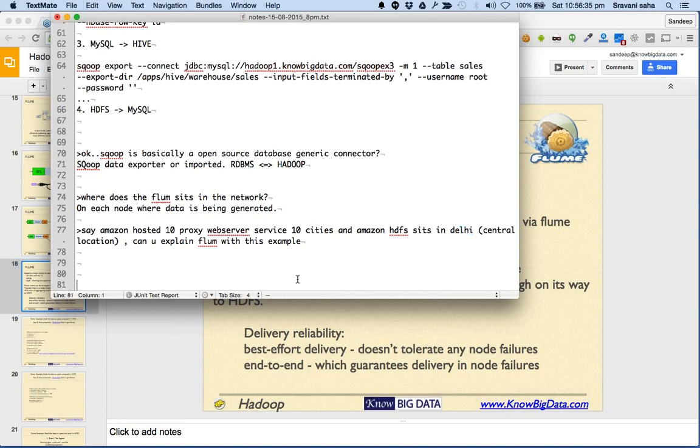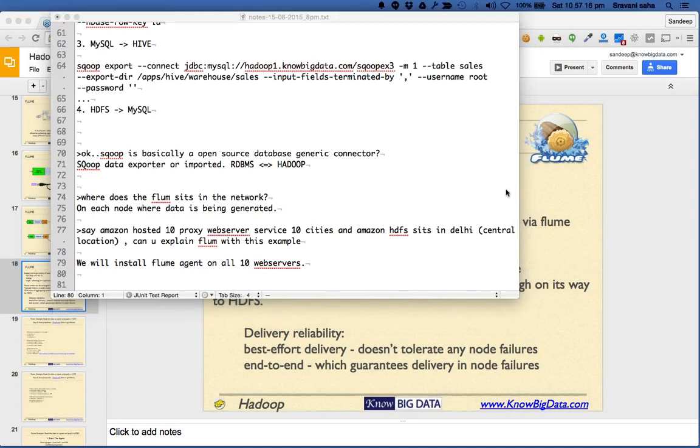So let's say Amazon has hosted 10 proxy web servers in 10 cities. Doesn't matter anyway. Basically, we will install a Flume agent on all 10 web servers. We will be installing the 10 agents, and these agents will be specified to push our data to HDFS, and in parallel all of these nodes will be connecting to HDFS and pushing the data.